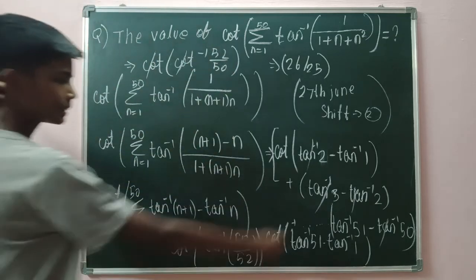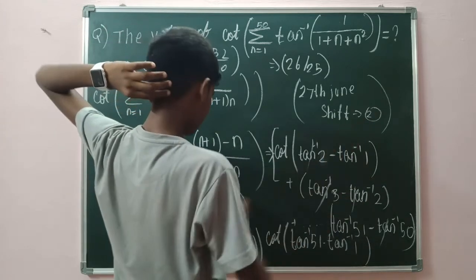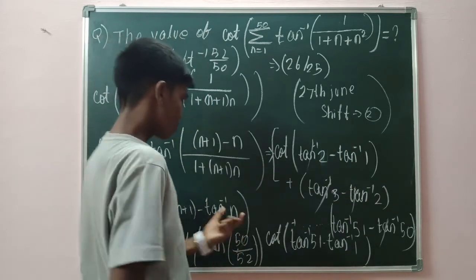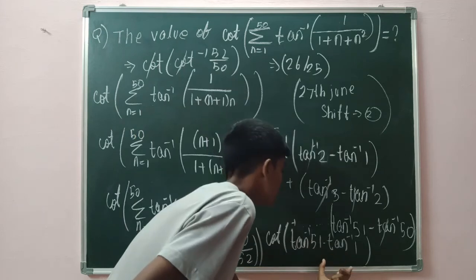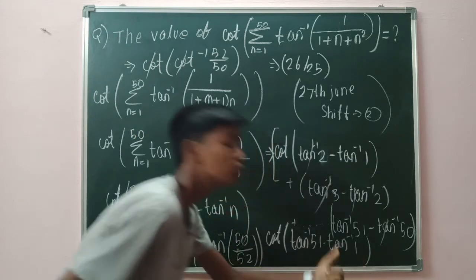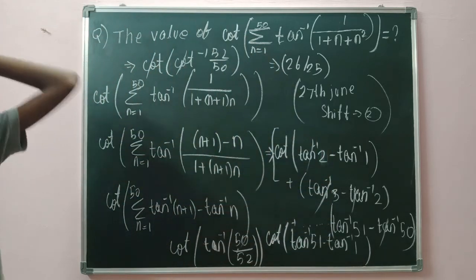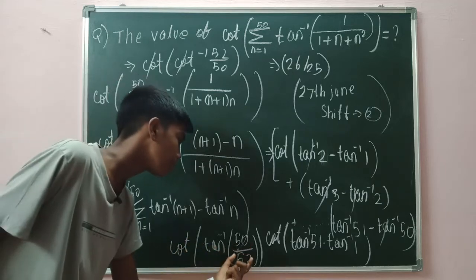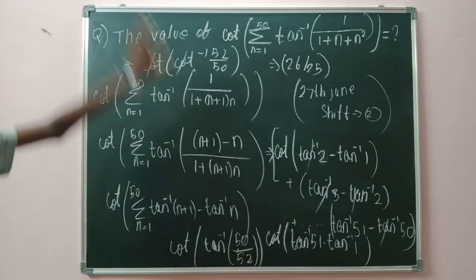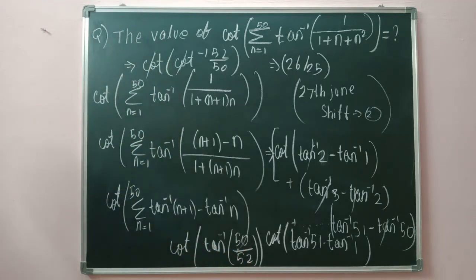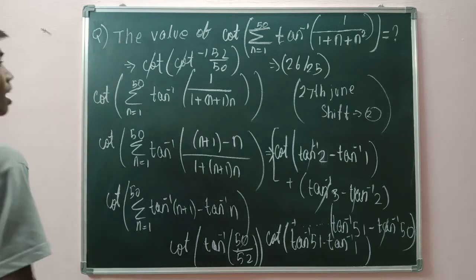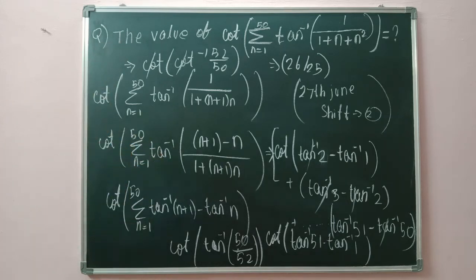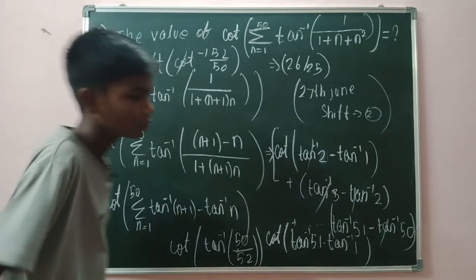What I did is just I solved the summation, guys. Then got cot of tan inverse of 50 by 52, because this is what will be left out: tan inverse of 51 minus tan inverse of 1. Use your formula tan inverse of A minus tan inverse of B is tan inverse of (A minus B) by (1 plus AB). You will get 50 by 52. Now I need to convert this tan inverse into cot inverse, so that I will get 52 by 50. Now cancel this cot and cot inverse, and finally get the answer 26 by 25. And that is the answer for the question.